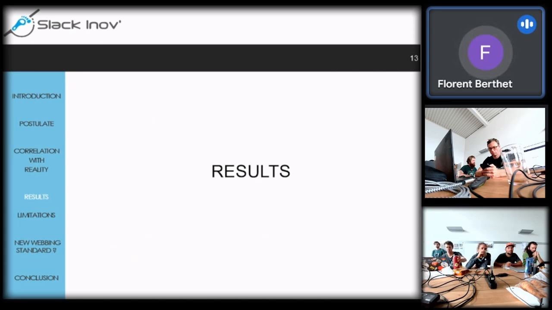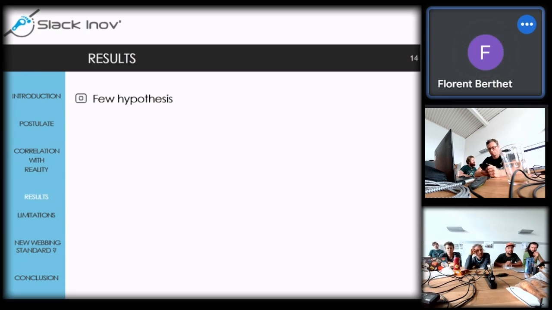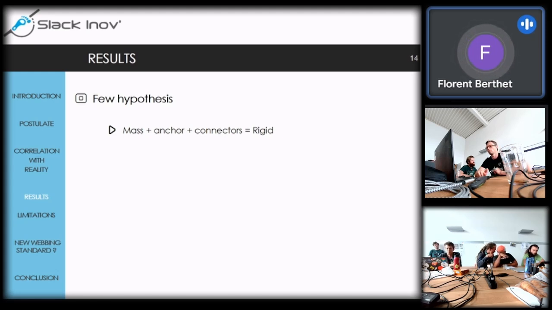So now we can go to the results and what this method is offering us in terms of possibilities. To make the calculations, I still had to make a few hypotheses. My first hypothesis was that all of the masses, the anchors and the connectors were rigid, so they didn't absorb any of the energy. All of the energy is absorbed by the line itself.